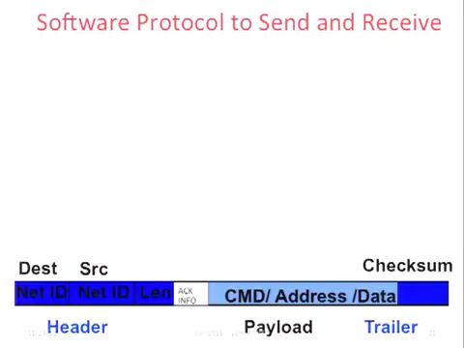Yeah, if the destination or the source ID gets corrupted, again, you're going to have to detect that. And so I think you might have to do a checksum on that stuff as well to make sure.